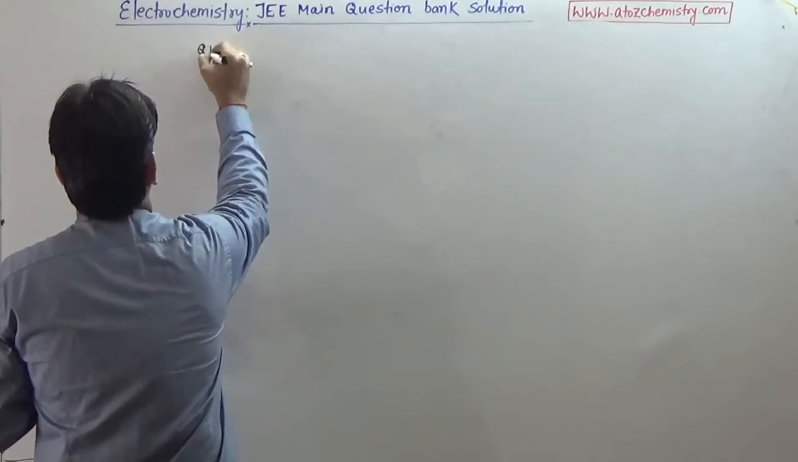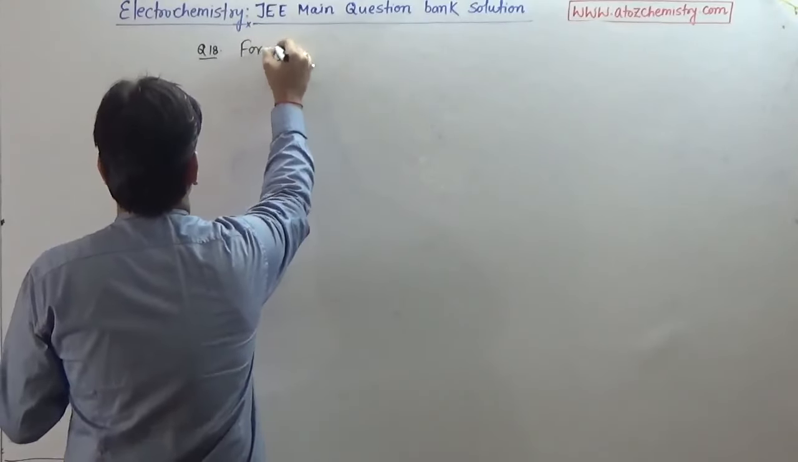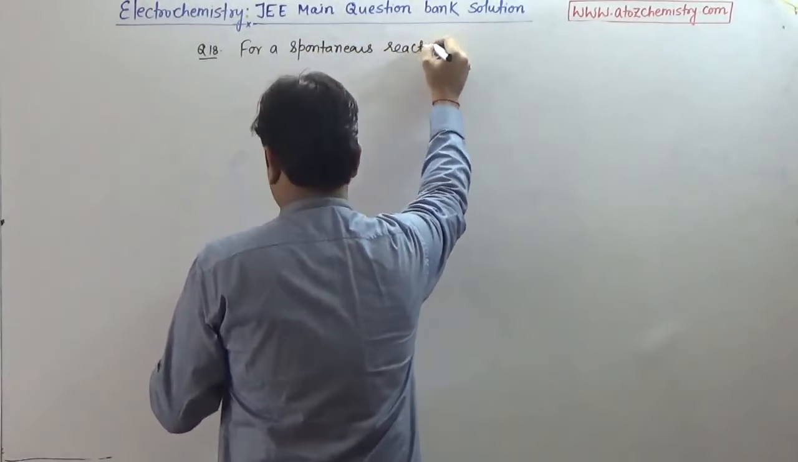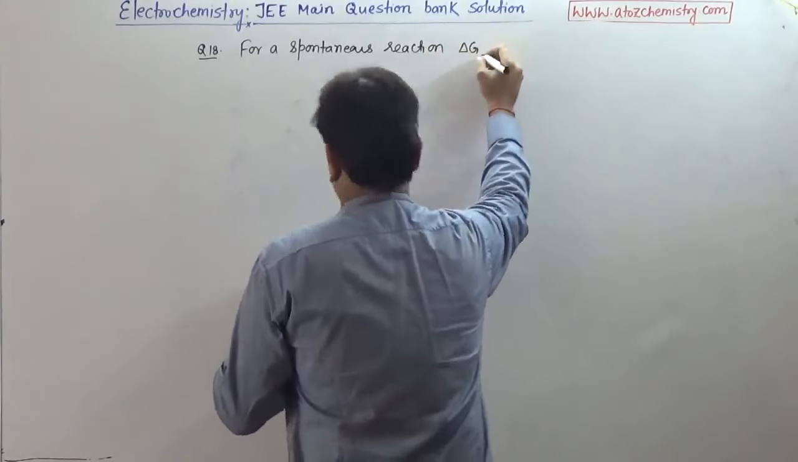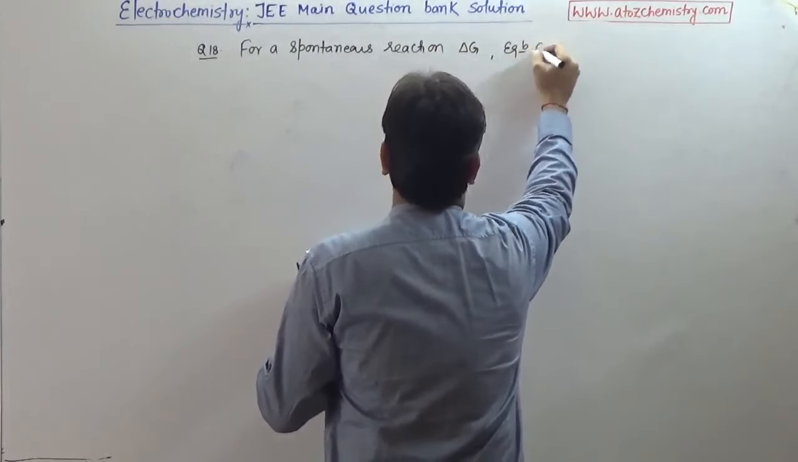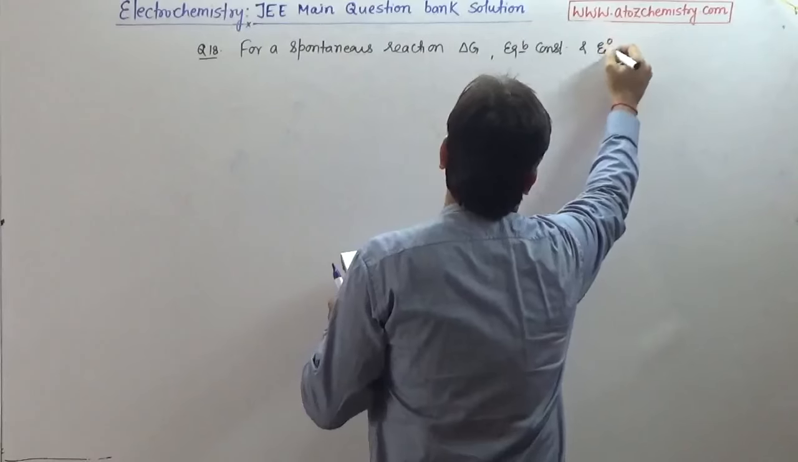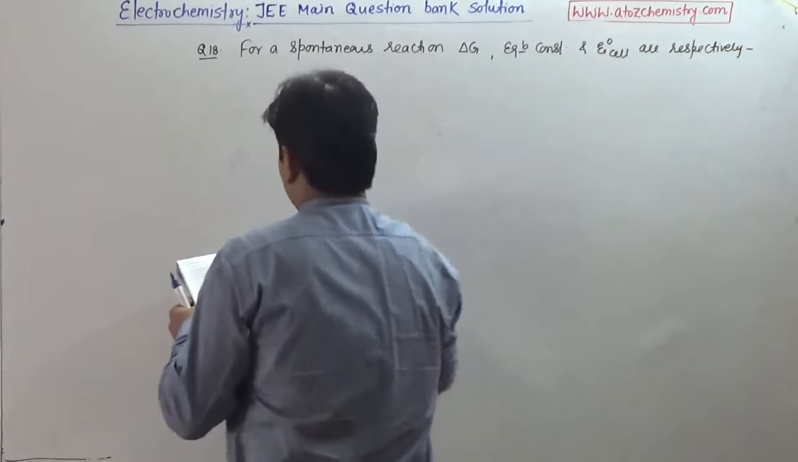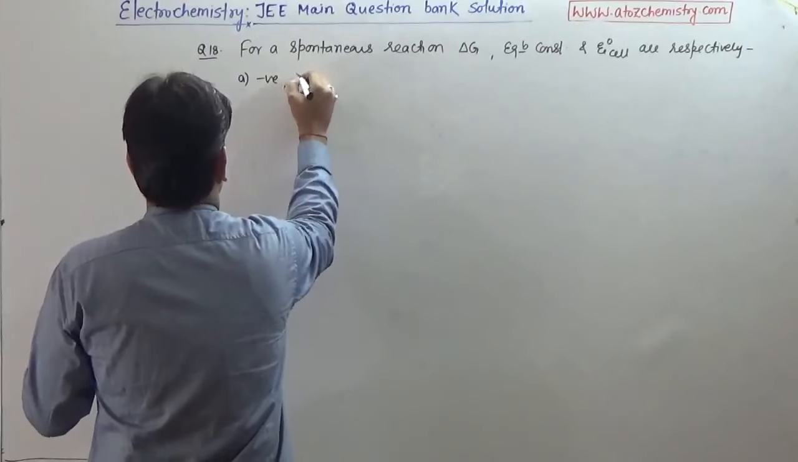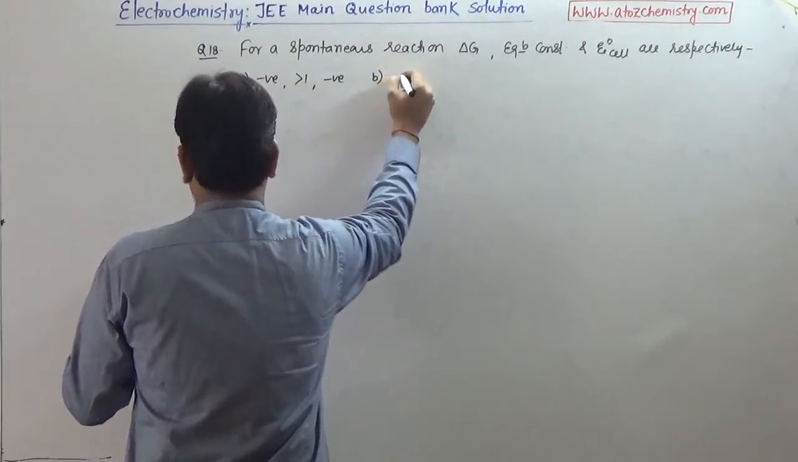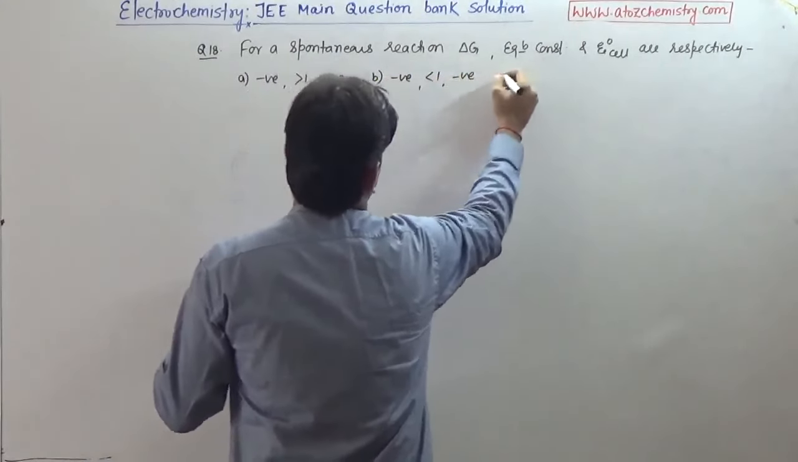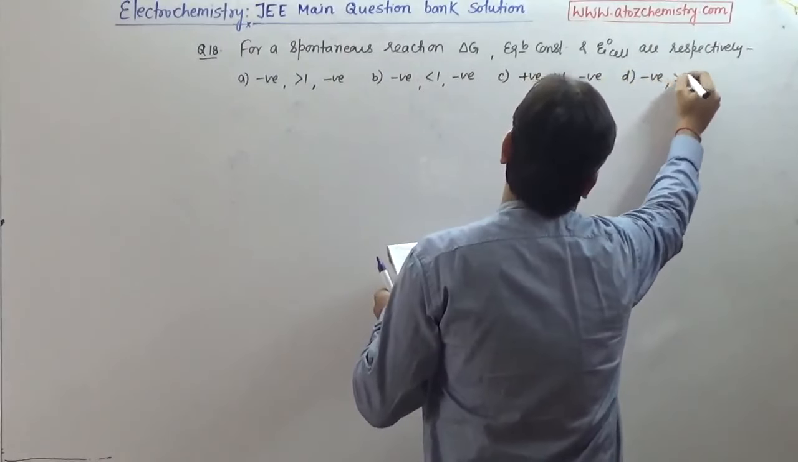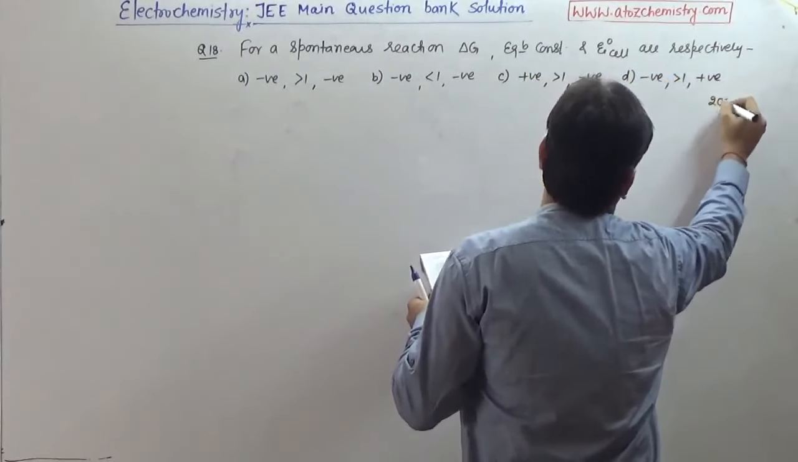Question number 18. For a spontaneous reaction, del G, equilibrium constant and E cell are respectively, A option is negative, greater than 1, negative. B option is negative, less than 1, negative. C option is positive, greater than 1 and negative. And D option is negative, greater than 1 and positive. This was the question asked by JEE Main in 2005.